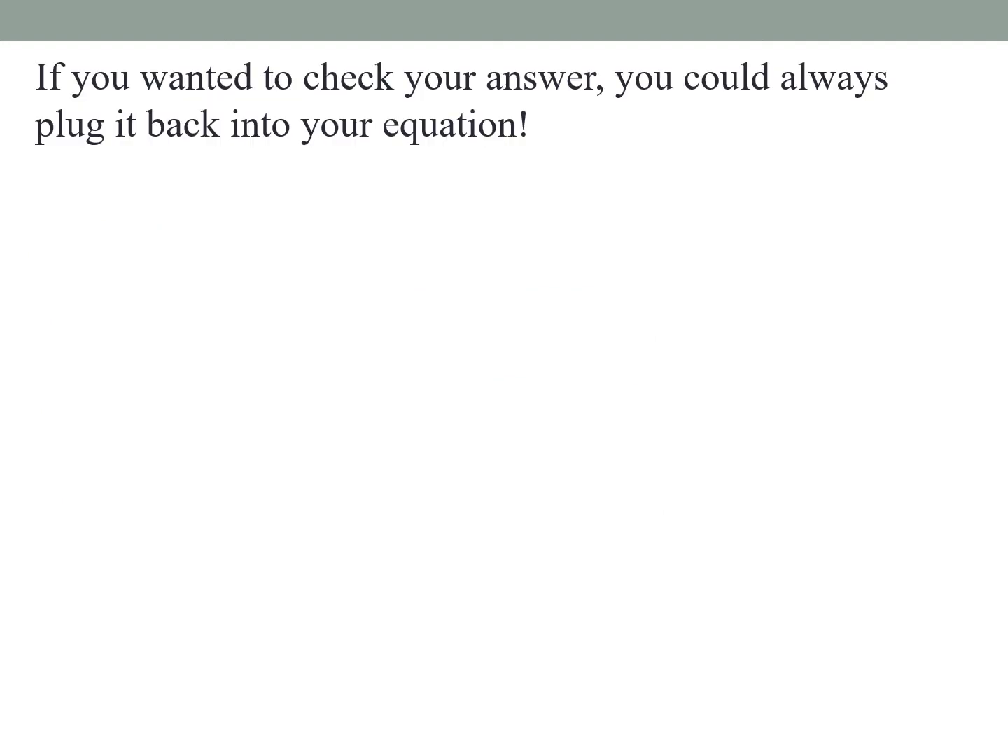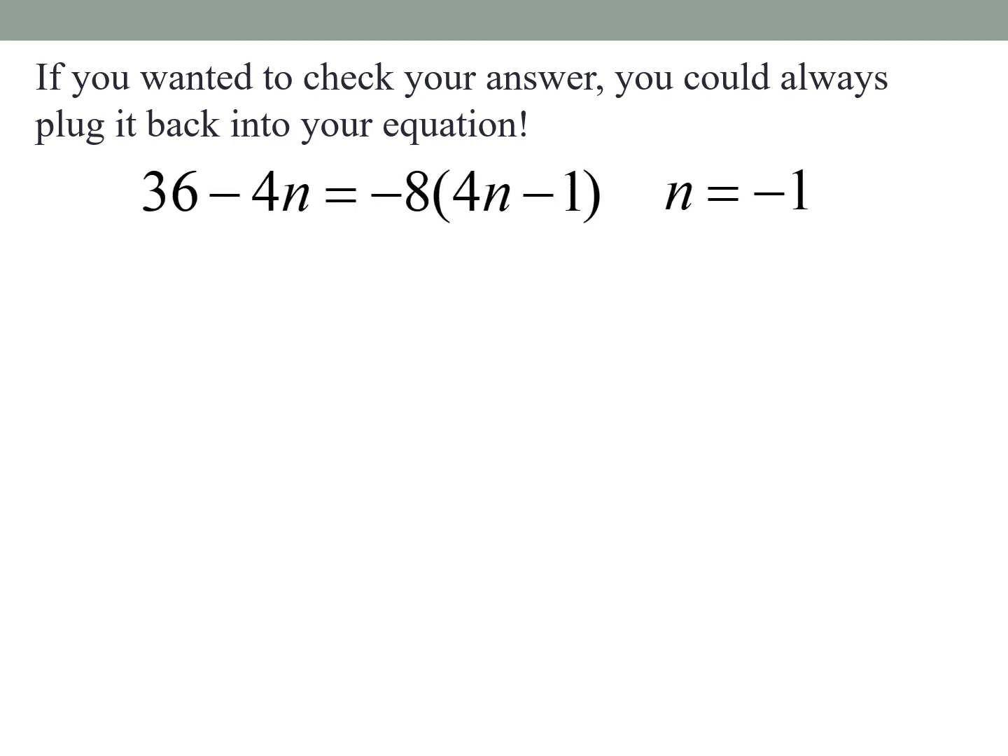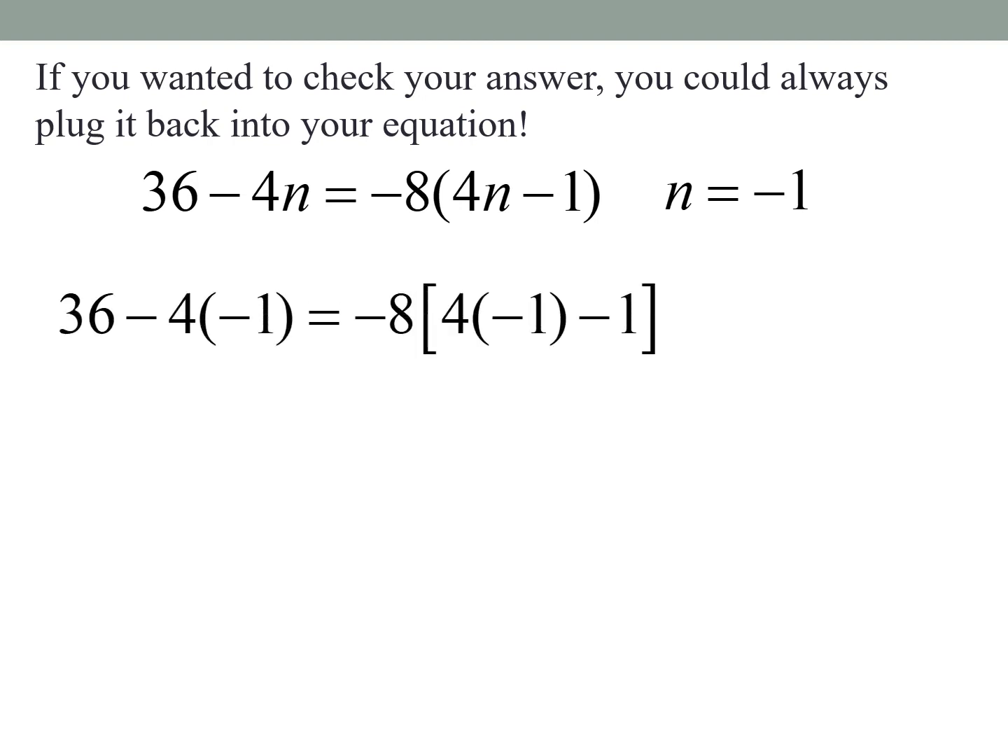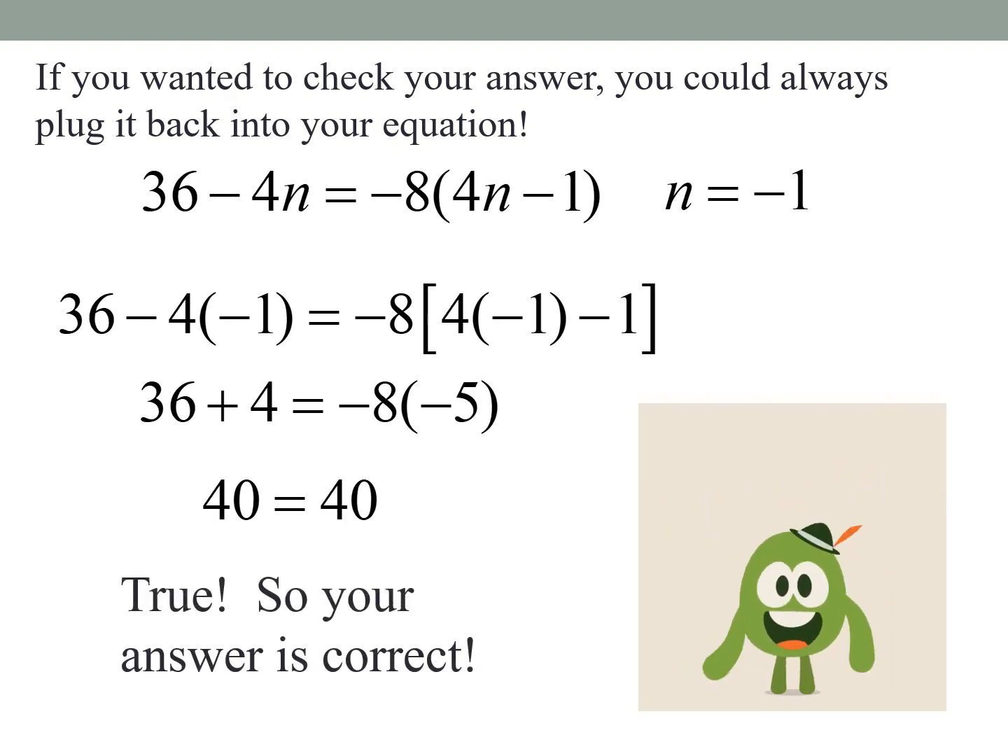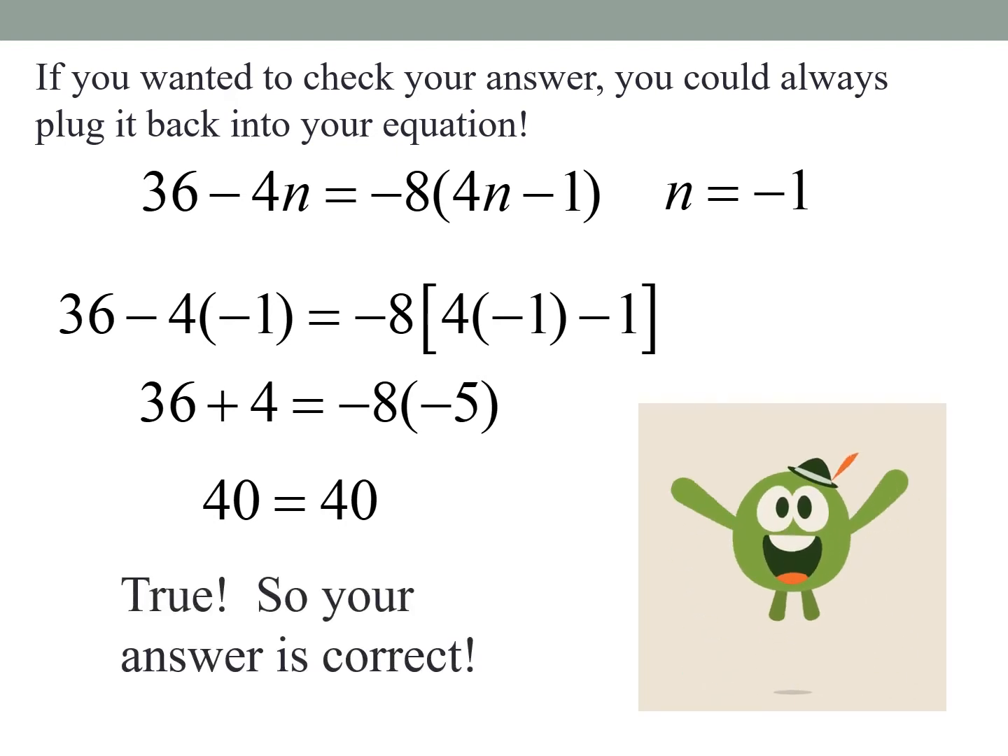Now, if I wanted to check my answer to make sure that I did all my math right, I could always plug it back into my equation. So let's try that. I'm going to take my negative 1 and plug it into the equation everywhere I see n. And then I'm going to simplify. So 4 times negative 1 minus 1 will give me a negative 5. And negative 4 times negative 1 gives me a positive 4. And if I simplify further, I'll get 40 equals 40. This shows me that this is a true statement, so my answer is correct.